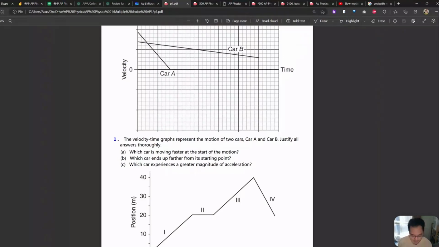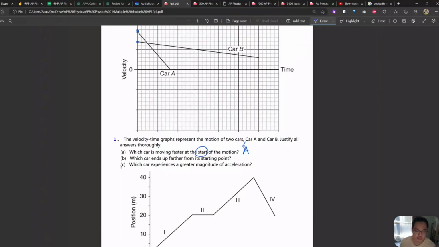What's your answer? It is pretty simple. B. The car B? At the start of the motion, the initial velocity of A is greater here. A started here, at a higher value than B. Yes. So the car moving faster at the start is A.